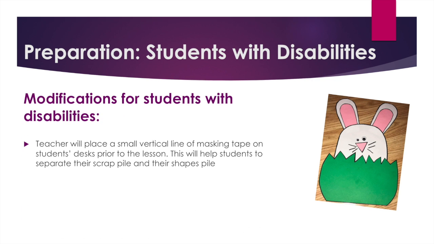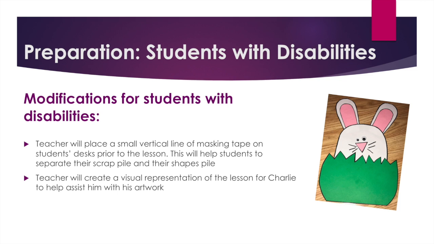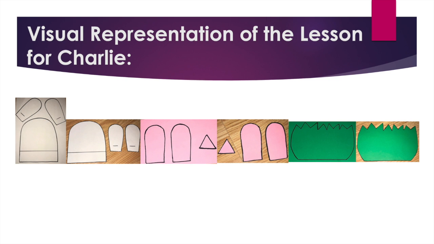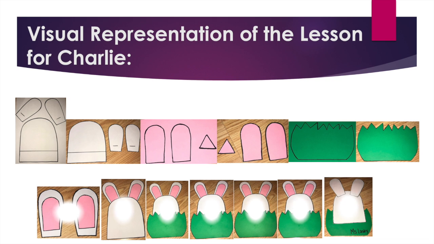So teachers will place a small vertical line of masking tape on students' desk prior to the lesson. This will help students to separate their scrap pile from their shapes pile. The teacher will create a visual representation of the lesson for Charlie to help assist him with his artwork. Here's a visual representation of the lesson for Charlie. So you can see the cutting step-by-step instruction, and then you can actually see the formation of the artwork as well there at the bottom. It's very important also to mention that Charlie, as well as having a developmental disability, he also has mild autism.